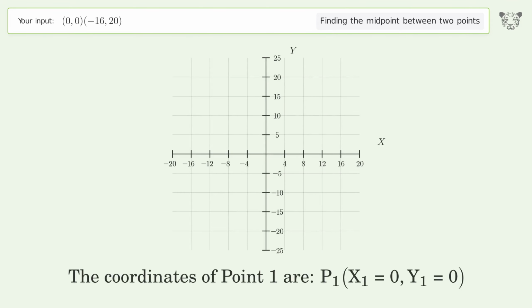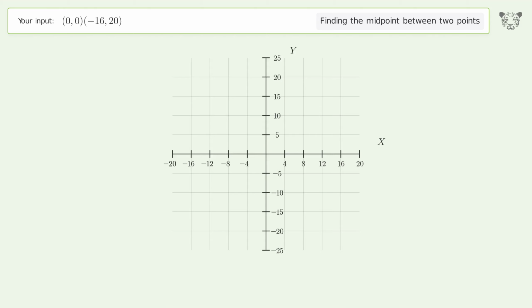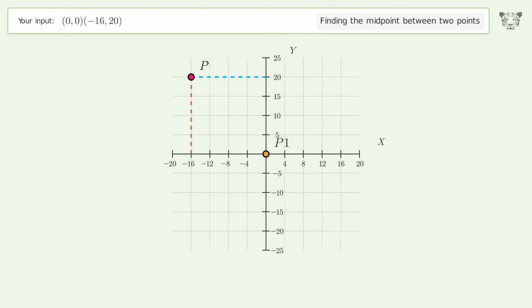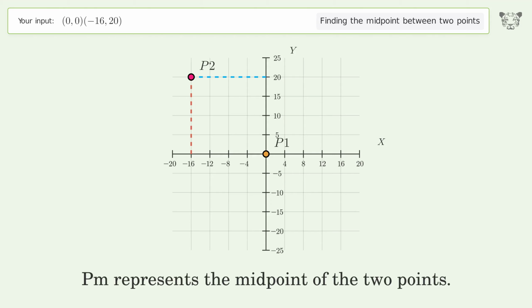The coordinates of point 1 are x1 equals 0, y1 equals 0. The coordinates of point 2 are x2 equals -16, y2 equals 20. PM represents the midpoint of the 2 points.